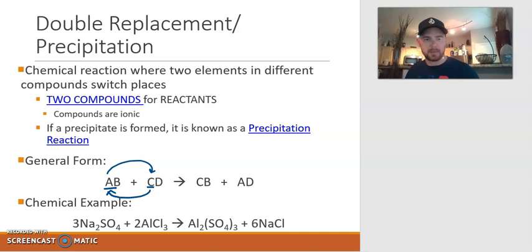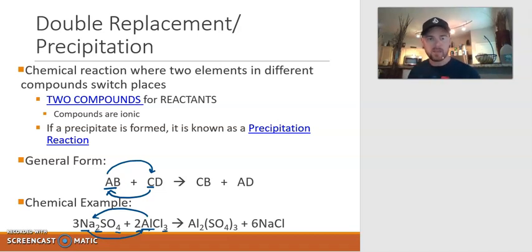Looking at a chemical example, we're taking a look at sodium sulfate reacting with aluminum chloride. The sodium and the aluminum are the metals, so those are going to be the ones to switch spots. Aluminum will come over here, take sodium's place, and sodium will come over here and take aluminum's place. Notice the subscripts for sodium, aluminum, and even chlorine and sulfate. Other than the 4, because the 4 is part of sulfate, the subscripts can change depending on what they bond with on the product side.